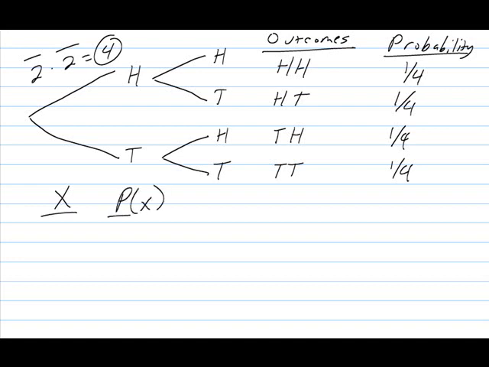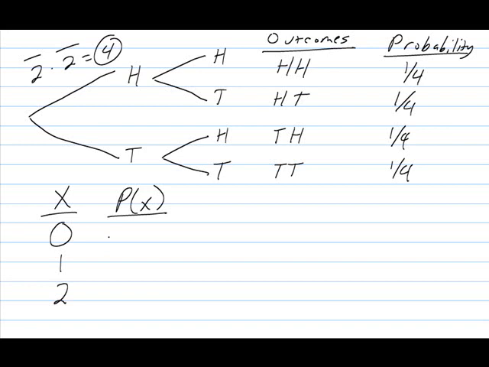To actually write out the probability distribution, we need to list out our x values and list out our probability of x's. The most common way to do this is just to create a couple columns. The x values is the number of times I get tails, so when I flip a coin twice, I can get tails either 0, 1, or 2 times. Then we can look at the probabilities.